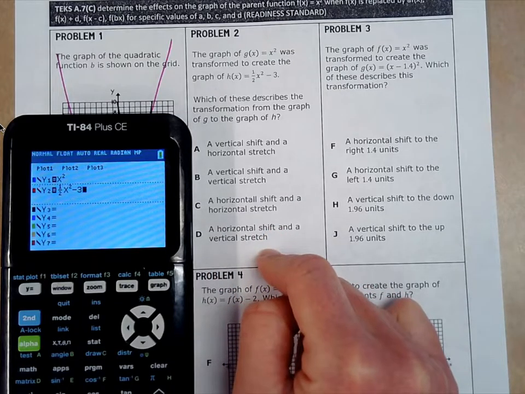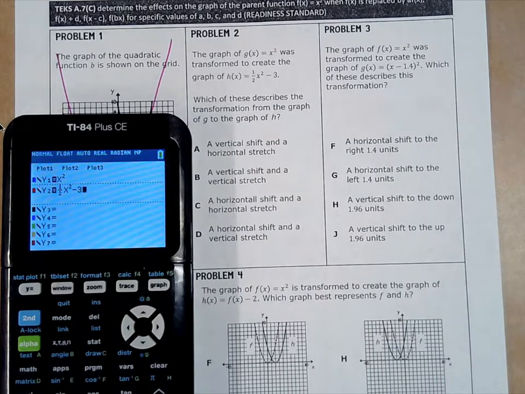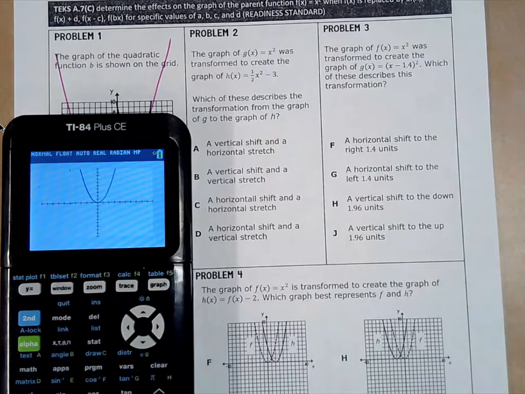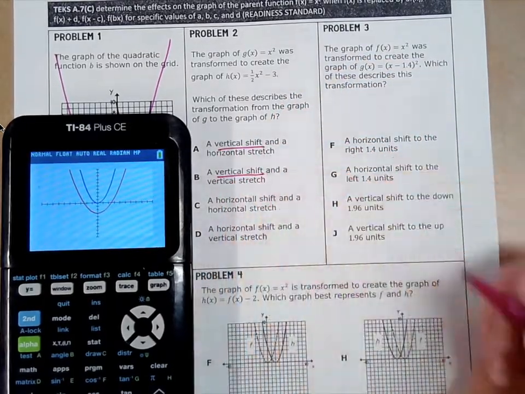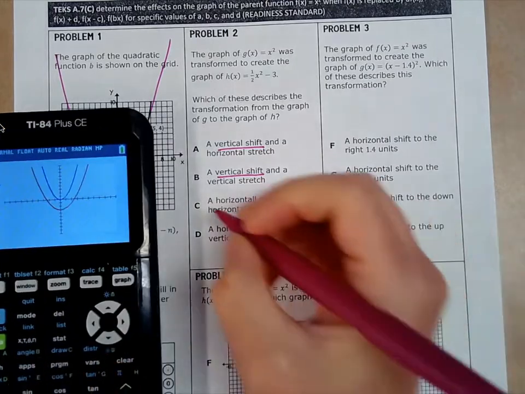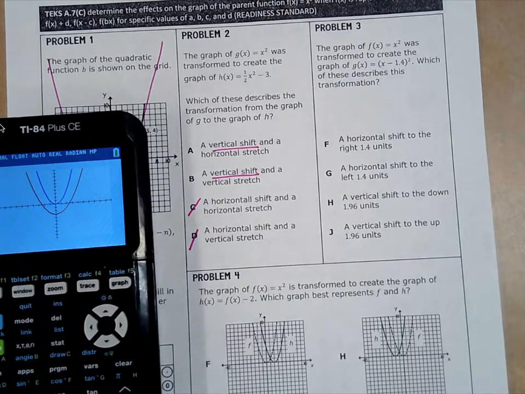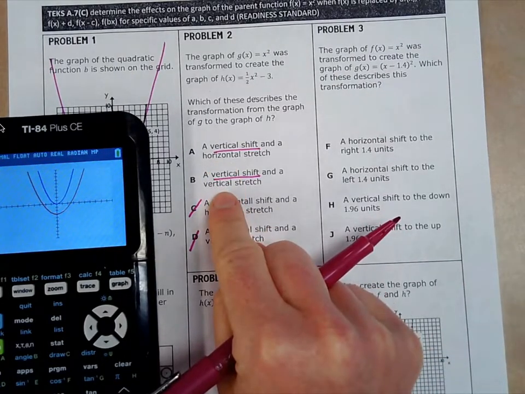So we have to describe it. What kind of shift? That means, was it moved left and right or up and down? If you look at it, how was it moved? Up and down. So what kind of shift is that? Okay, so vertical shift is correct. That means C and D are out. So now it's either a horizontal stretch or a vertical stretch.